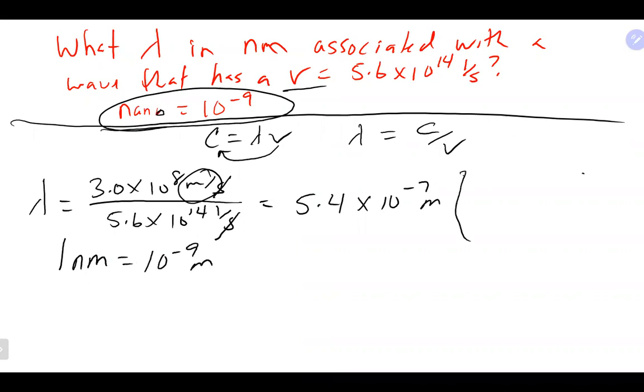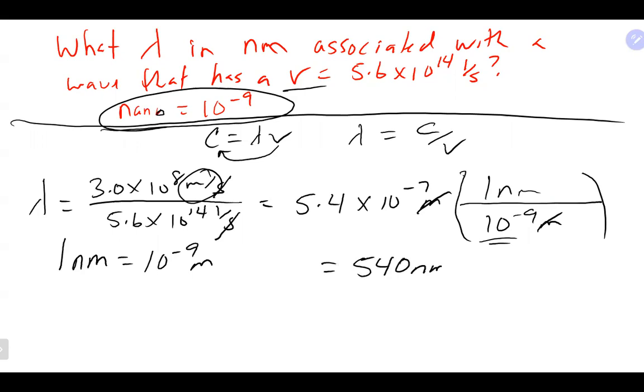Doing a little dimensional analysis here, we'll go with a 1 nanometer up on top, 10 to the minus 9 meters on the bottom, so that they cancel. Once again, that basically is 1 times 10 to the minus 9. So we'll divide by that, and that's going to get us about 540 nanometers in this particular case. Any questions on that there?